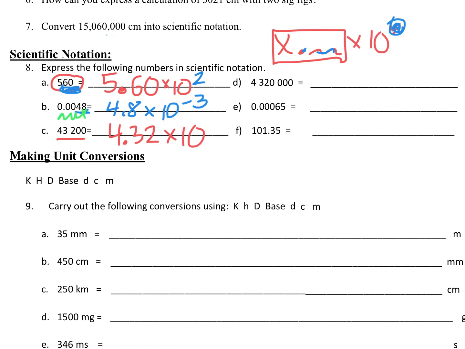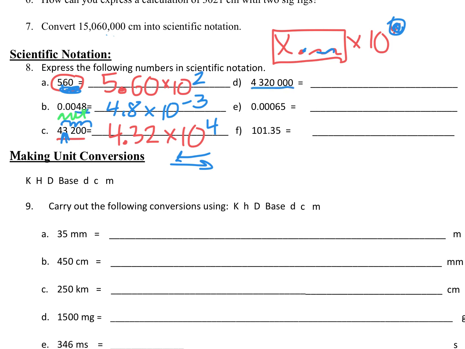Remember, I have to figure out, if I now put my decimal point between the 4 and the 3, how many places do I have to move that decimal to get it back to where it was? Well, 1, 2, 3, 4. So I'd have to move it 4 places to the right, so I would use a positive 4. Positive exponents move the decimal place to the right. Negative exponents move the decimal to the left. So that's a good rule to remember. Let's look at the next one.